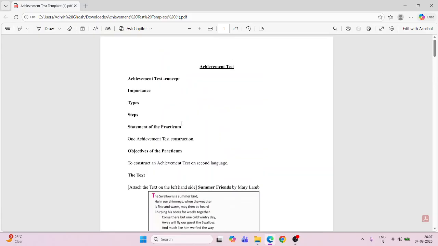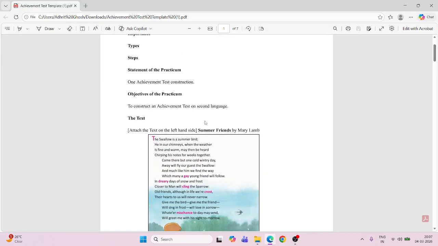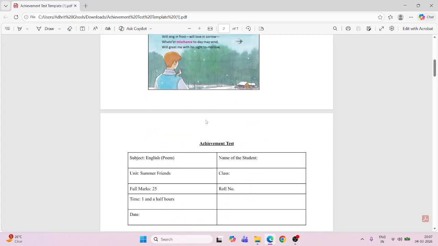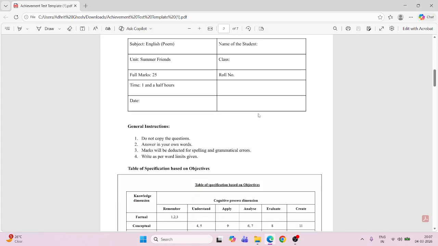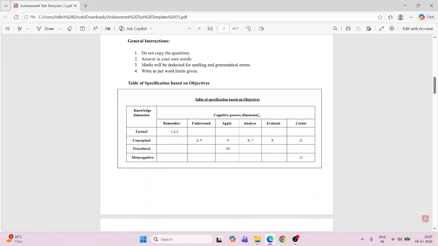Let me just recapitulate it a little bit for you. First you have to begin with certain theoretical aspects of what is achievement test, importance, types, steps, etc. Then the statement of the practicum, objectives of the practicum, paste the text. Then you come to the main body, wherein you give them the blank spaces to fill up. That is the details regarding the chapter and the time, the hours, the class, name of the student, roll number, date, etc. Give them the general instructions.